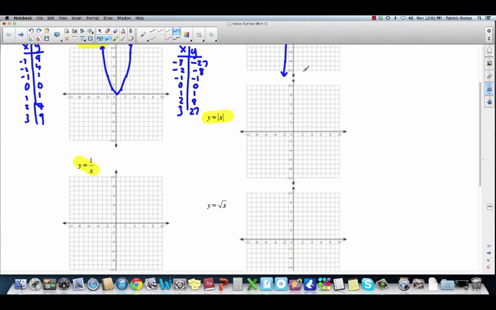Okay, let's do y equals absolute value of x. We did this one last year, so you might recall already what it looks like. If you don't, you could always do a table of values. The absolute value of -3 is 3, the absolute value of -2 is 2, absolute value of -1 is 1, 0, absolute value of 1 is 1, 2, 3. Remember this? You just get the V shape. Goes something like this.